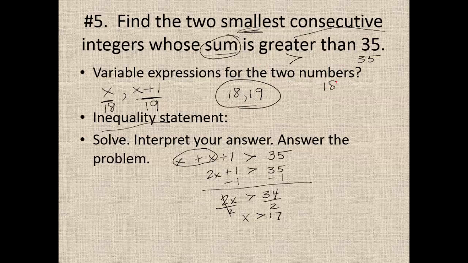Well, let's check. 18 plus 19 is 37, and that is greater than 35. What if we pick numbers smaller than that, like 17 and 18? Okay, if you add those together, you get 35 exactly. And it can't be equal to 35, it has to be greater than 35, so this doesn't work. This is the answer right there. Okay, let's try a similar one so you can try out those skills one more time.